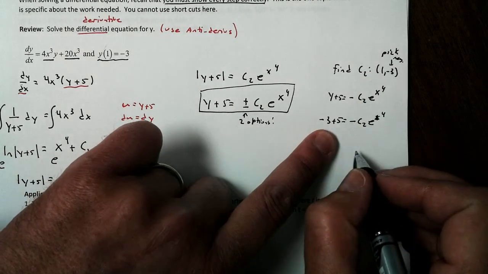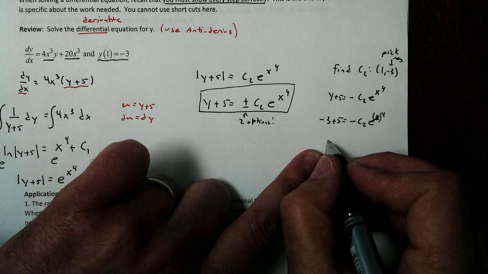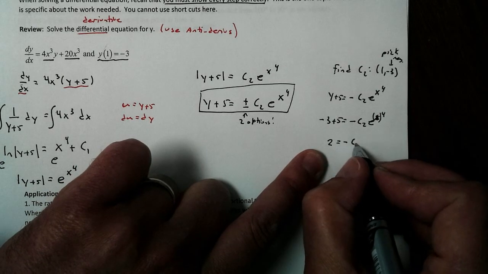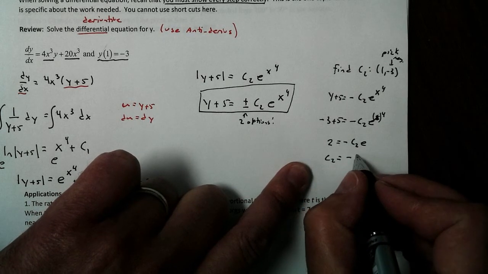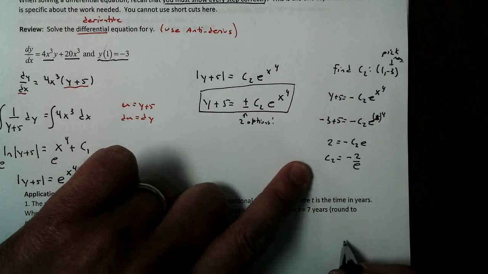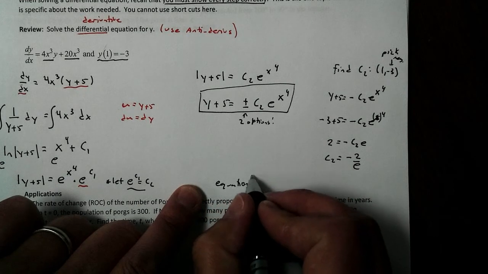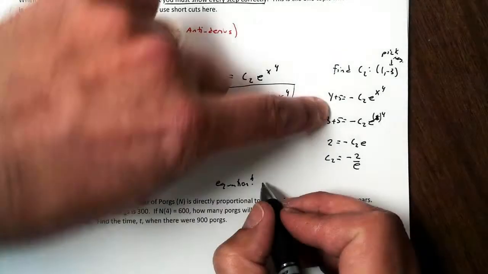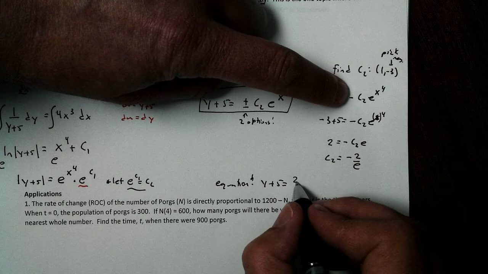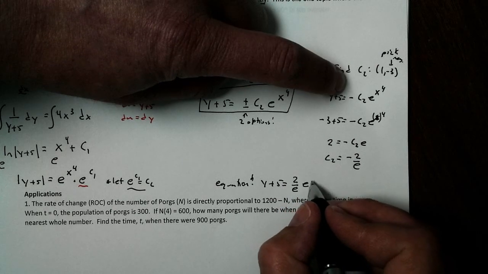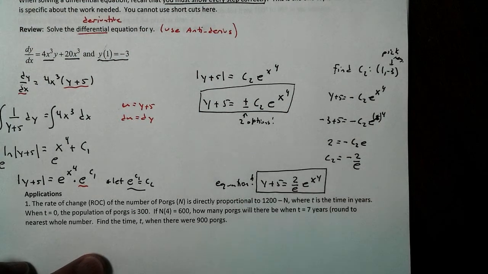So 1 to the fourth. What we're left with, remember, don't put the 1 there, I forgot to do that, is 2 equals negative c2 e. Therefore c2 equals negative 2 over e. Now when I write my equation, be very careful of the signs. We get y plus 5 equals a negative of a negative, which becomes a positive 2 over e, times e to the x to the fourth. And that would be our equation right there.